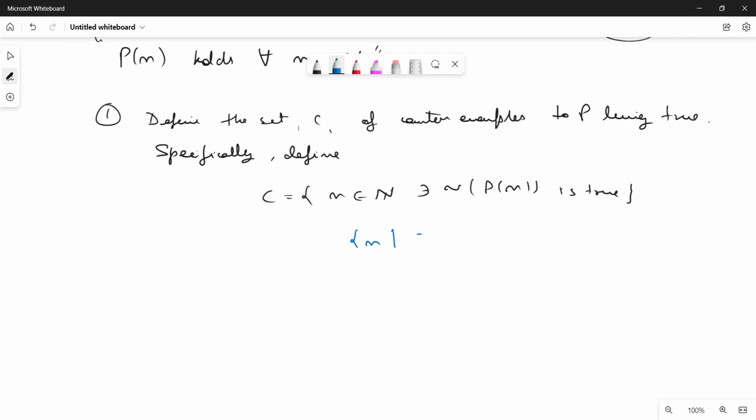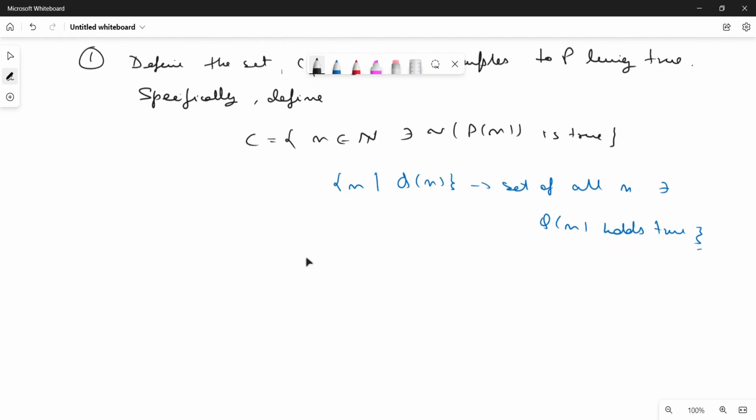I'm also giving you a definition here, a notation rather. N bar Qn actually means the set of all n such that Qn holds. So this is step number one, to set counter examples, meaning all those examples which negate Pn.